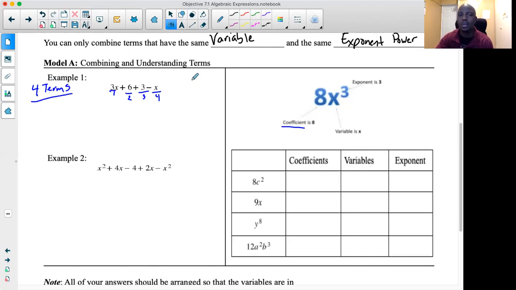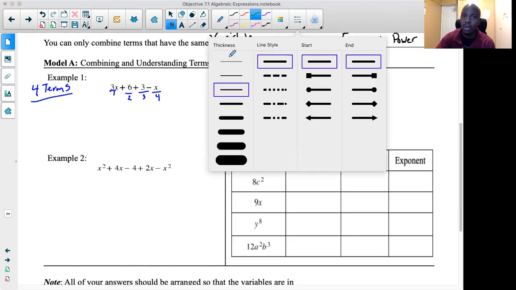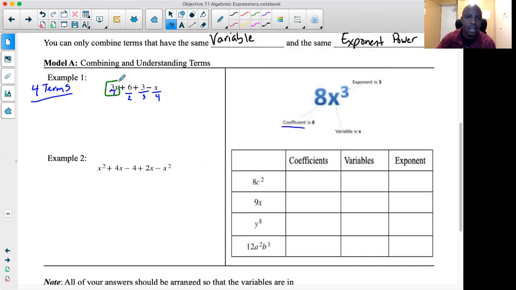Now, what is a like term? It has to have the same variable. It has to have the same exponential power. So when I look at these, are there any like terms here? The answer is yes. What are they? I'm just going to use different colors here to show you them. 3x is a like term with negative x.